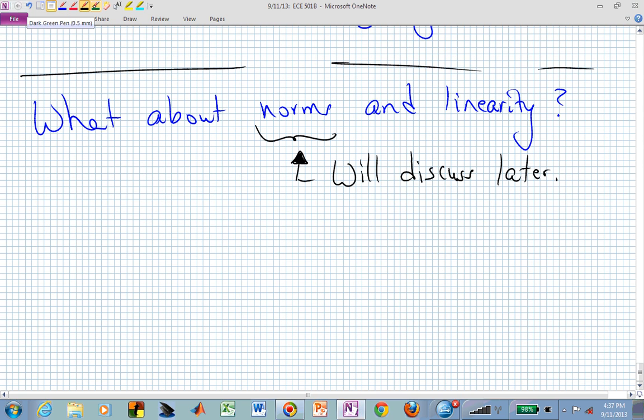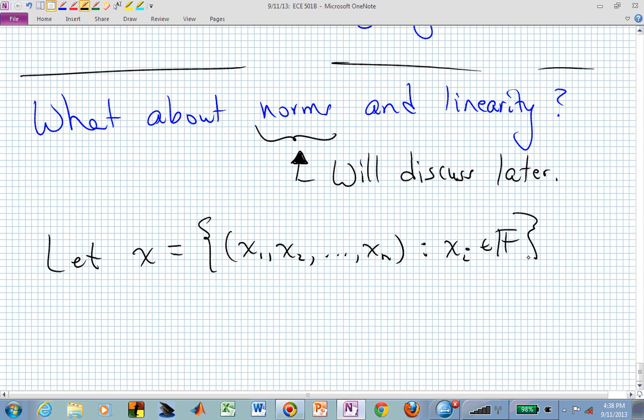these concepts, I think. Let me just define x. Now again, I'm going to use the subscripts as coordinates. X is now some n-dimensional vector, x sub 1, x sub 2, up to x sub n, where each of those x's are coming from our field of numbers, either the real numbers or the complex numbers. X is just an n-dimensional vector.